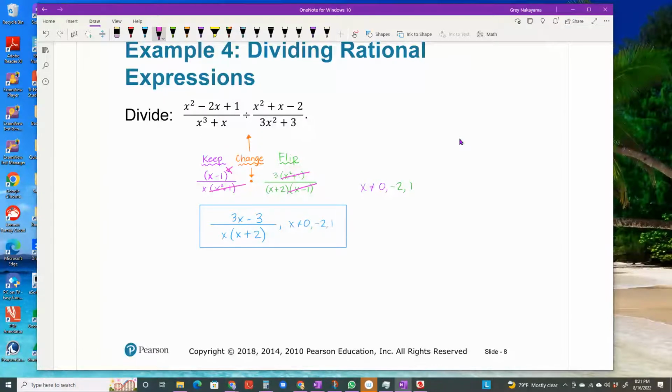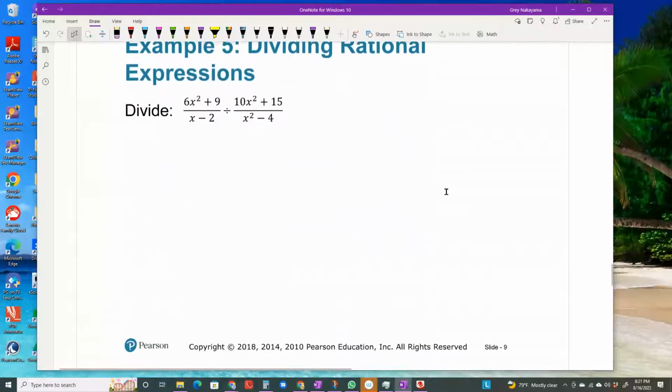And you might see sometimes our program lets you leave it as 3 times x minus 1, and sometimes you have to multiply it out. So you just got to play it by ear and pay attention to what they're asking for.